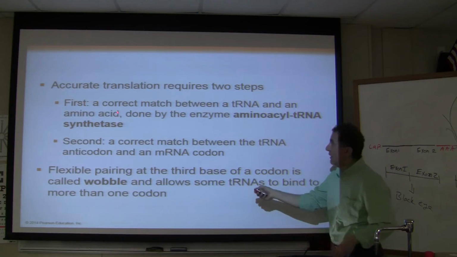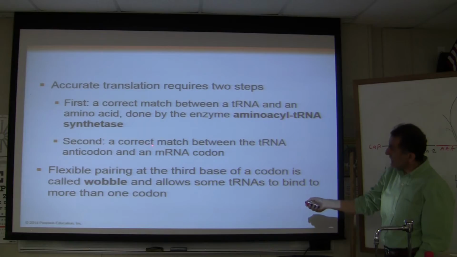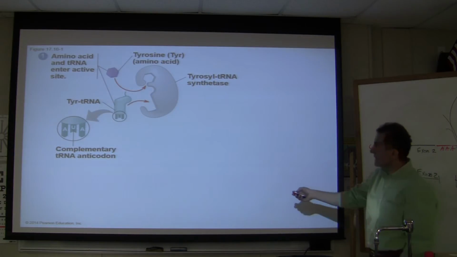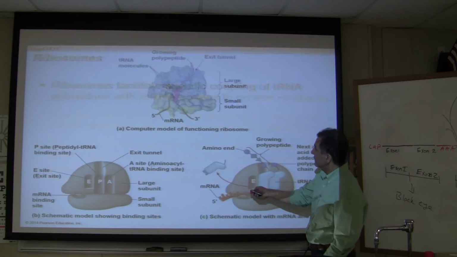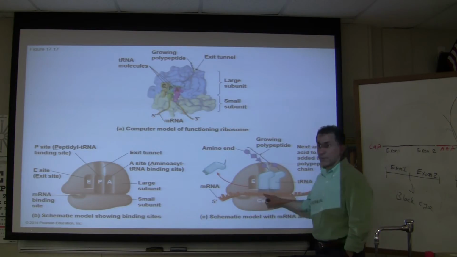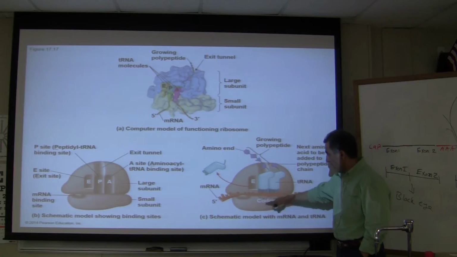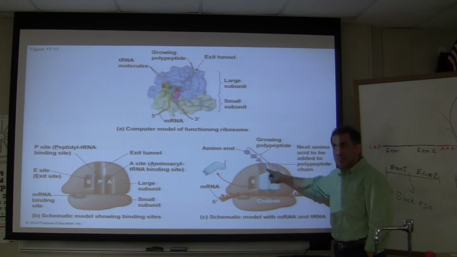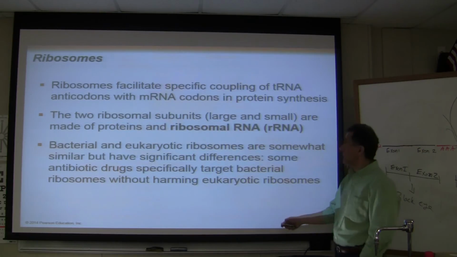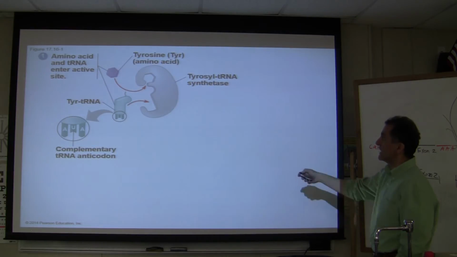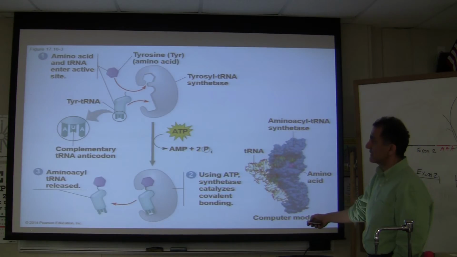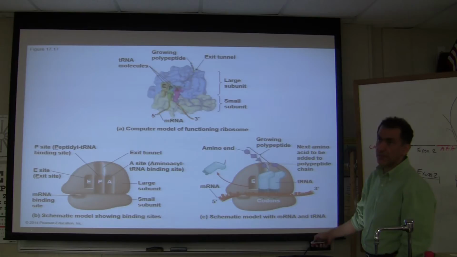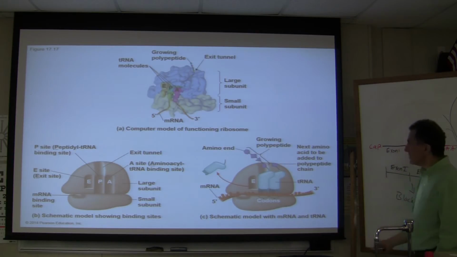Then the second one: they go to the ribosomes, and the anticodon matches with the codon. That would be your second step. Okay, I see what you were saying now. This slide is the first step, and this slide is the second step. Okay?